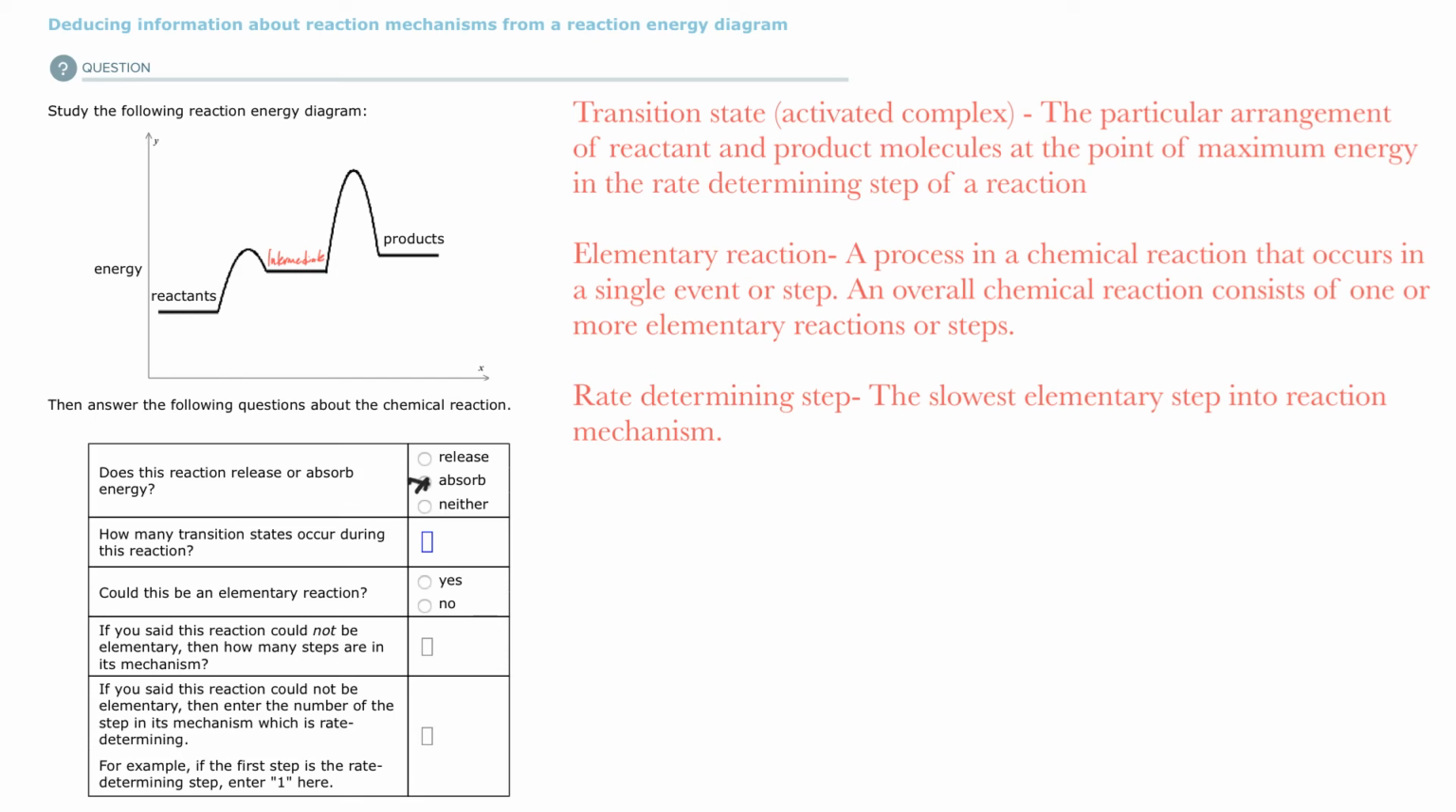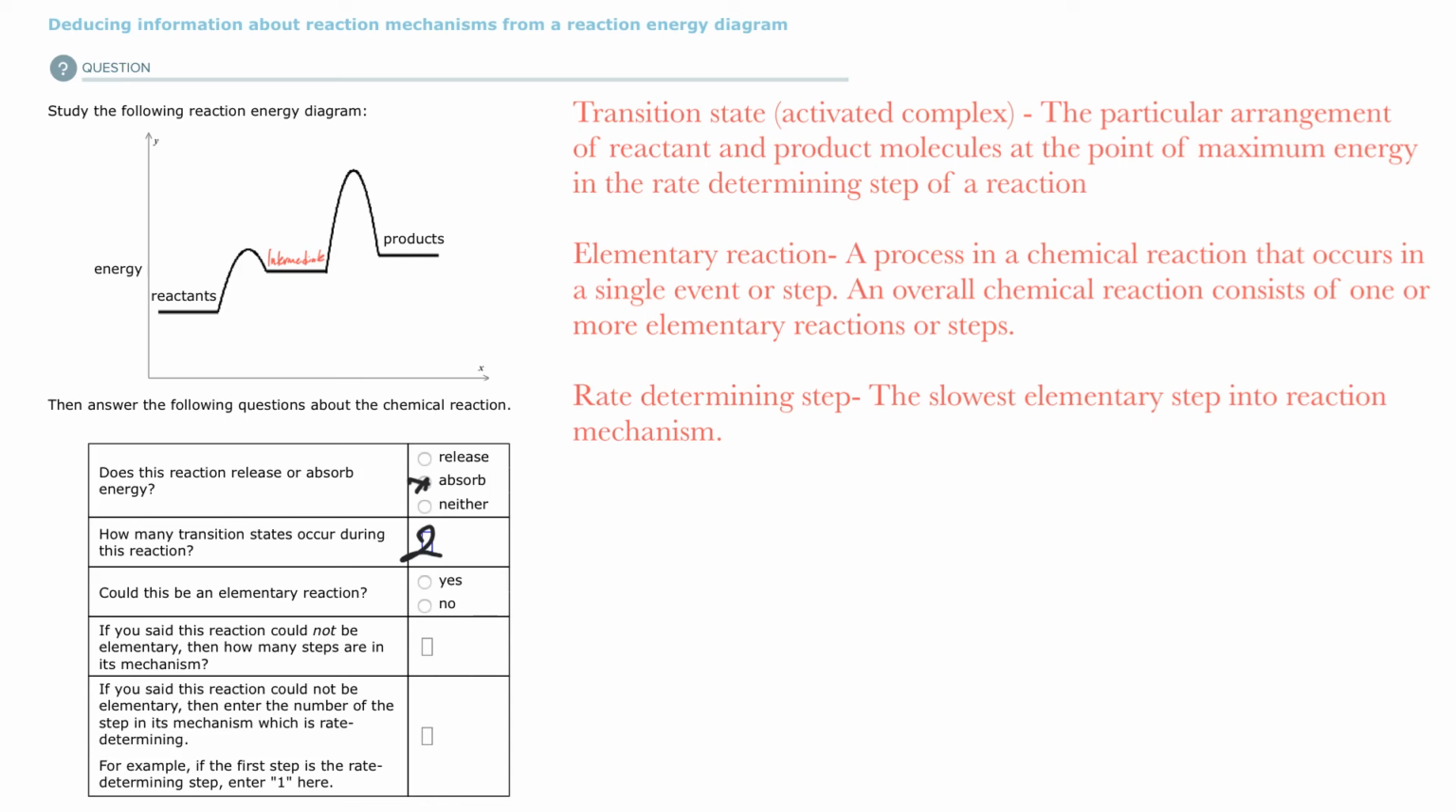What about the second question? It says, how many transition states are there? Well, remember transition states. How many times do the molecules break apart and reform? It's at the high point of the energy, which would be here and here. So I see 2 transition states in this example. You're looking for humps. So there would be 2 transition states.